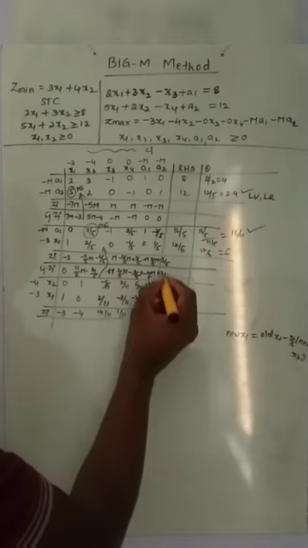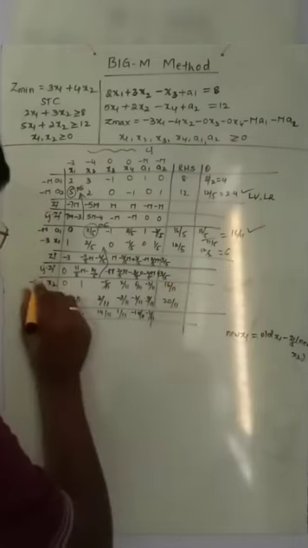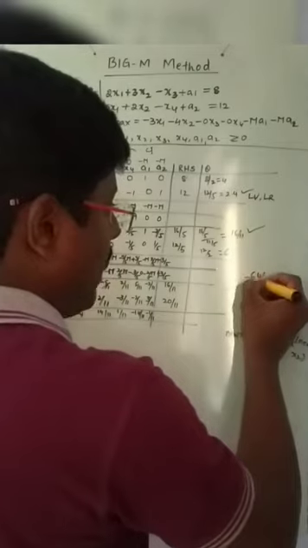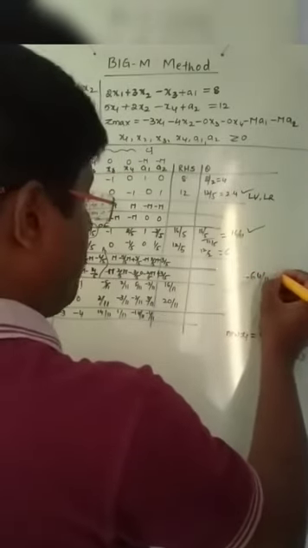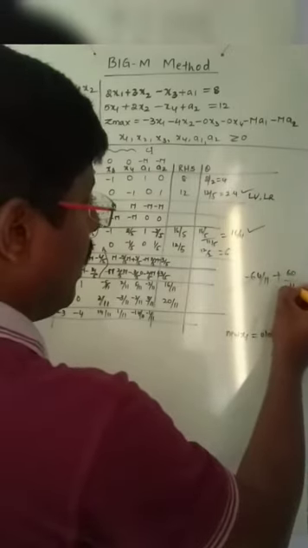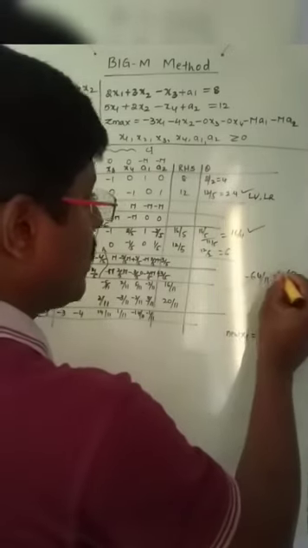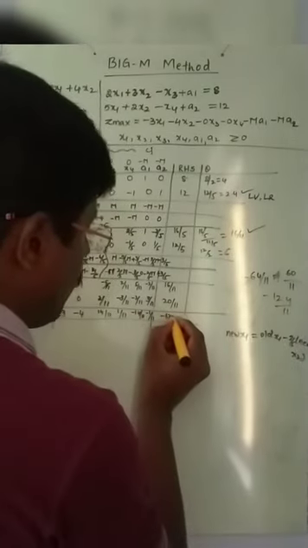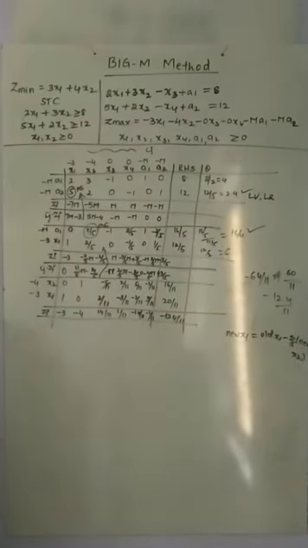Okay, and find out the Z max. We got minus 4 into 16, which is minus 64 by 11, plus minus 3 into 20, which is minus 60 by 11. So this will be totally minus 124 by 11. We got minus 124 by 11 as the value.